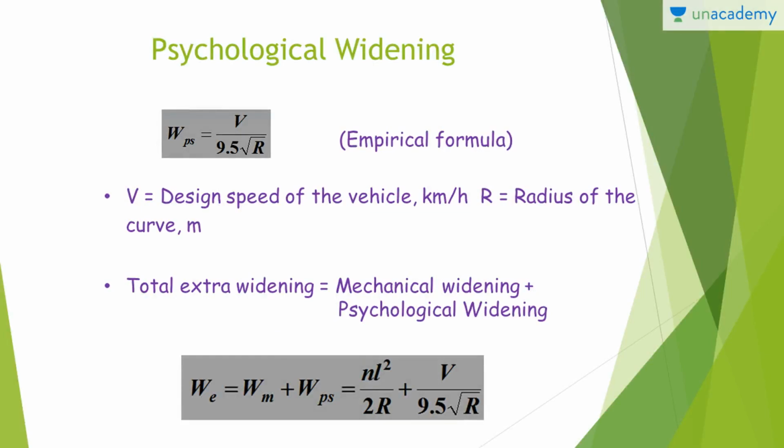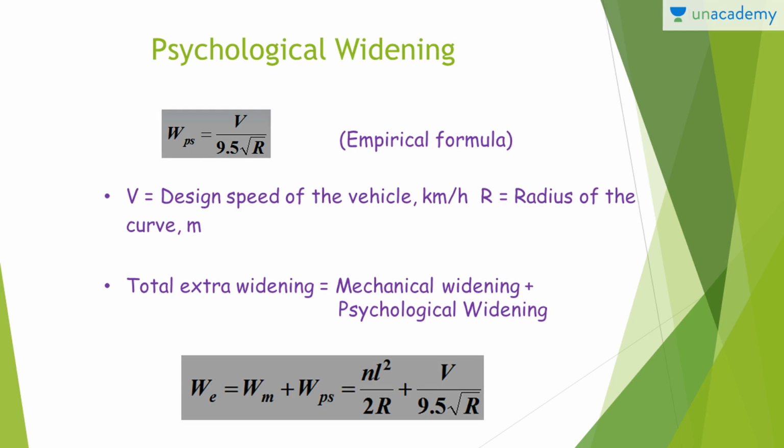So now let us move on to the psychological widening. We had a look at the mechanical widening. Now we will have a look at the psychological widening. As for the psychological widening, there is nothing as such, no formulas that we can derive. So we are going by the empirical formula.